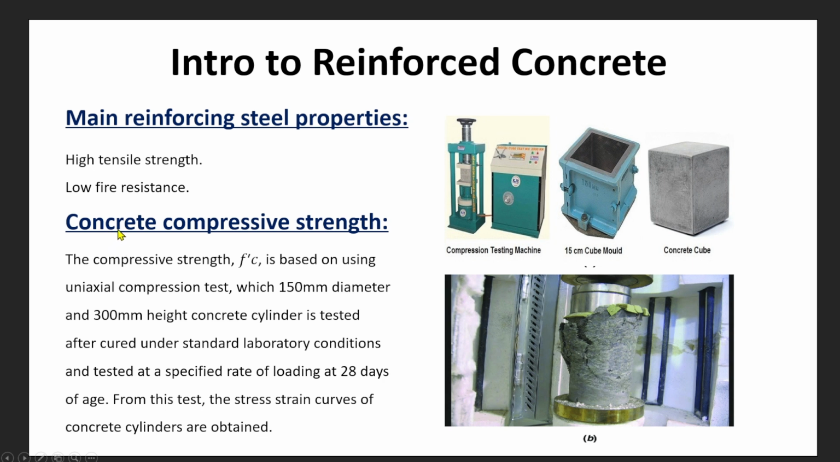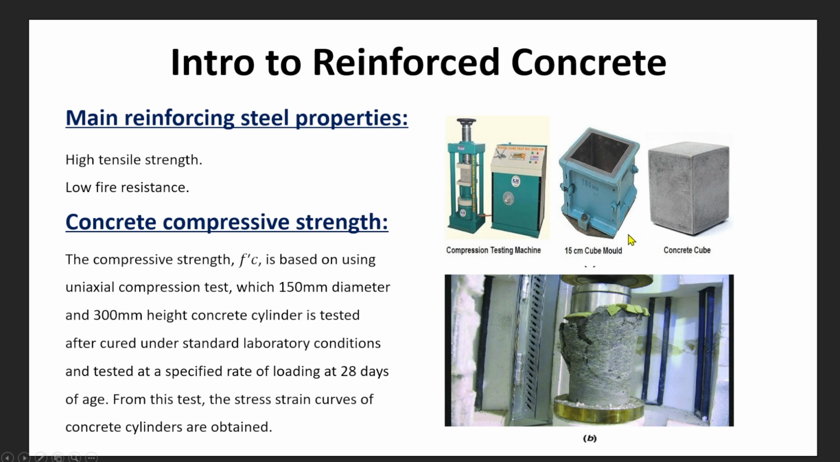The concrete compressive strength, which is called f prime c or fc prime, is based on a uniaxial compression test, on a concrete cylinder about 150 millimeter diameter and 300 millimeters height, which is tested after being cured under standard laboratory conditions and tested at a specified rate of loading at 28 days of curing. From this test, the stress strain curves of concrete cylinders are obtained. Here we have in this image the cylinder there.